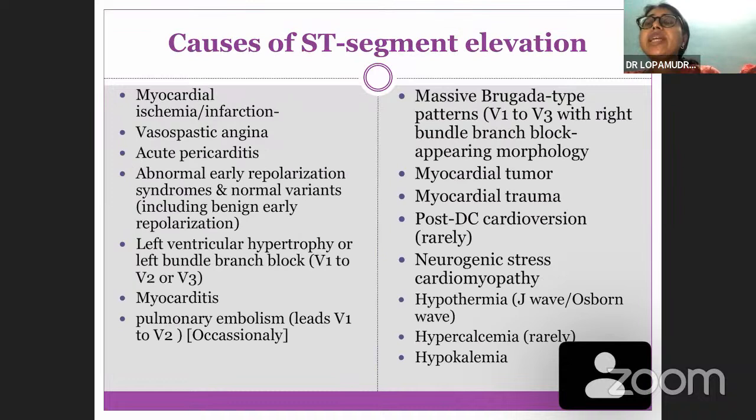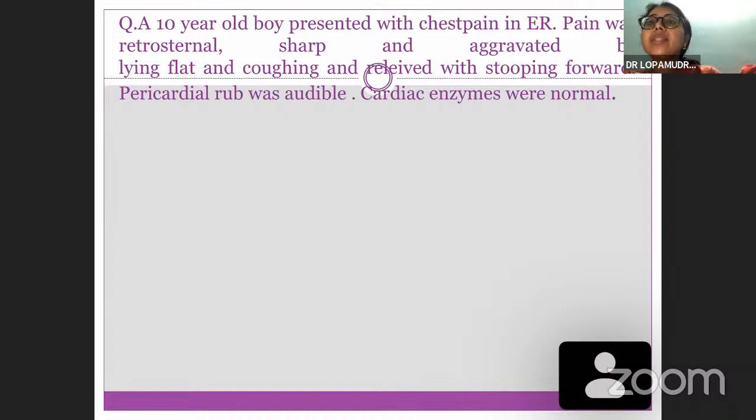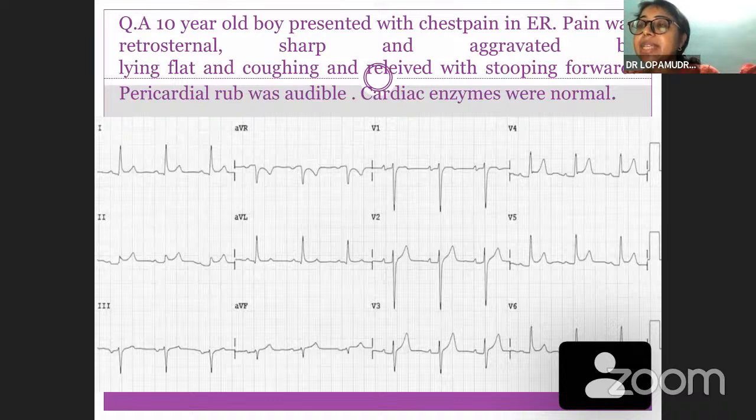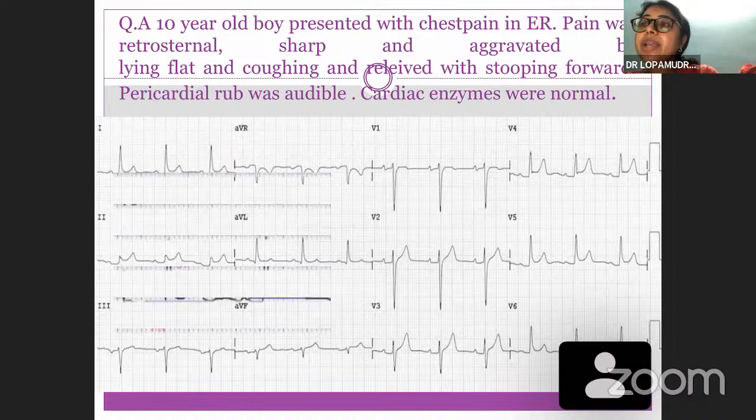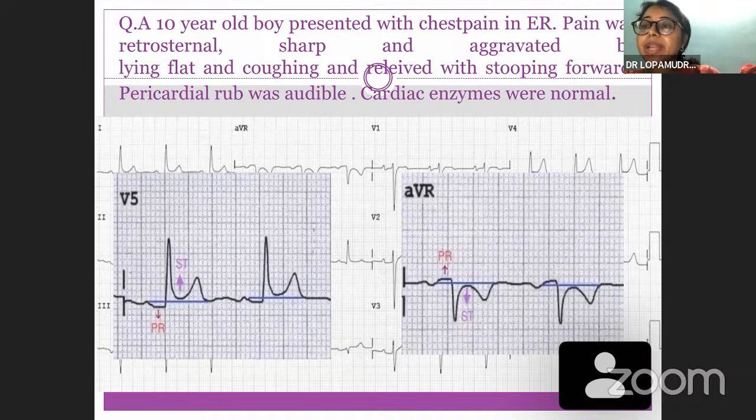So if the ST segment is elevated, then apart from myocardial ischemia, there are several causes which can lead to ST segment elevation. One of the important ones is pericarditis. Another scenario: a boy presented with sharp retrosternal chest pain and a pericardial rub was audible. We can see here there is ST elevation with concavity upwards and there is some PR depression. So this is a case of acute pericarditis.